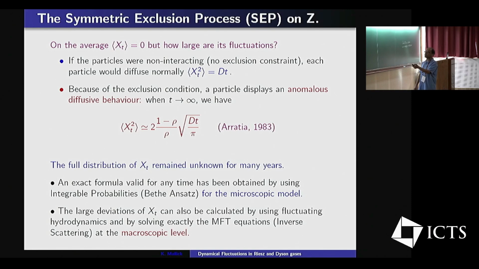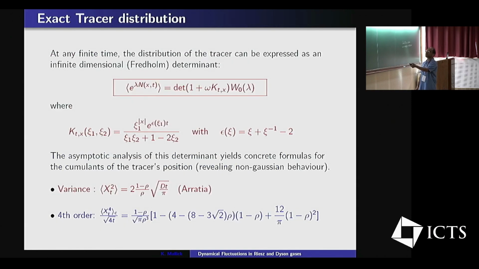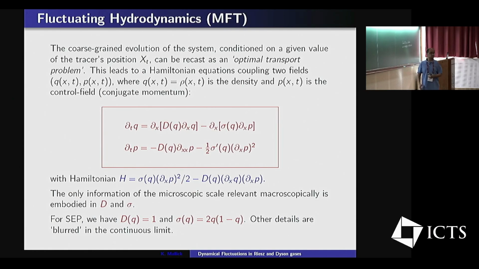At the microscopic level, there is a formula for the characteristic function of the position of the tracer in terms of a Fredholm determinant. So it's an exact formula for any time, and this Fredholm determinant can be analyzed asymptotically and can be used to compute the variance, for example, and retrieve Arratia's result, but also higher orders and asymptotics and so on.